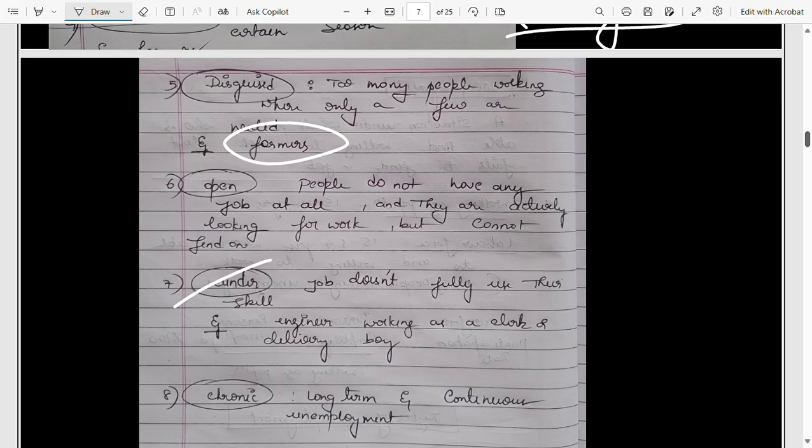Then the last one is chronic unemployment. This unemployment is long term and continuous. People are not able to find a job for a long time, so they remain unemployed for the long term.